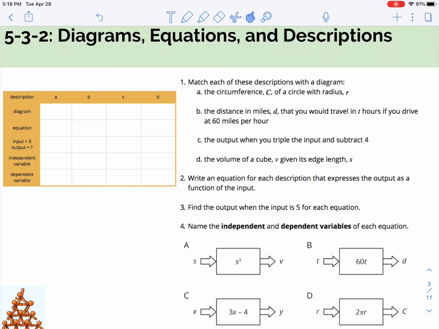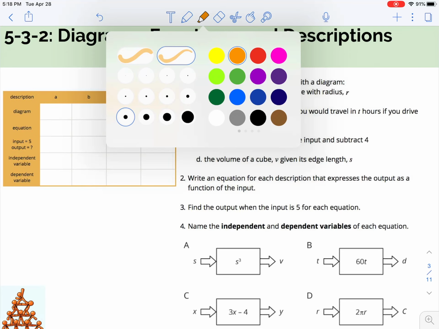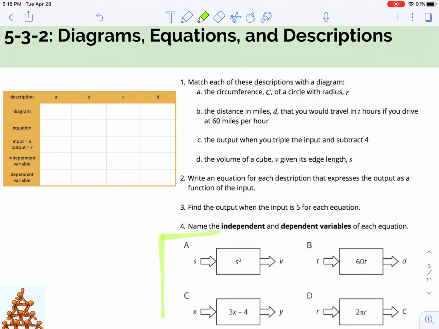First, before we read anything else, we're just going to try to match each of these pictures down here, which I will highlight in a bright color, with one of the descriptions, which I am going to circle in green as well. So we're going to match.